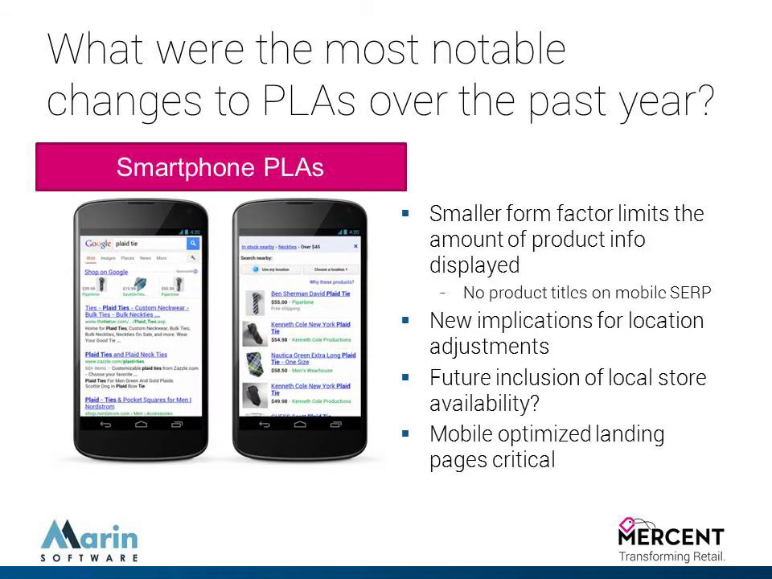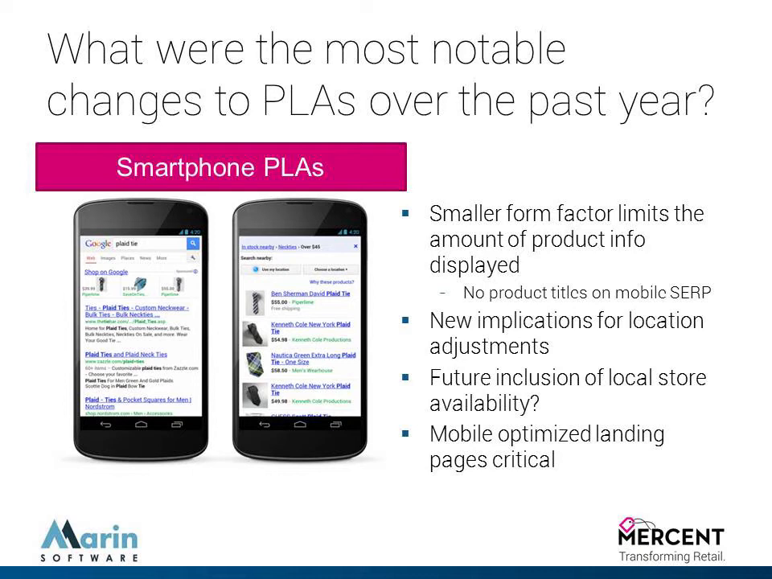Next, we wanted to talk about the emergence of smartphone PLAs. Of course, Google has been testing PLAs on smartphones for several months, but just recently, they've really began to ramp up the overall impressions served on mobile devices for PLA ads. First off, it's important to note the context of these ads. Think about things like location and other factors that may be different on a shopper that's using a mobile device versus using desktop or tablet.